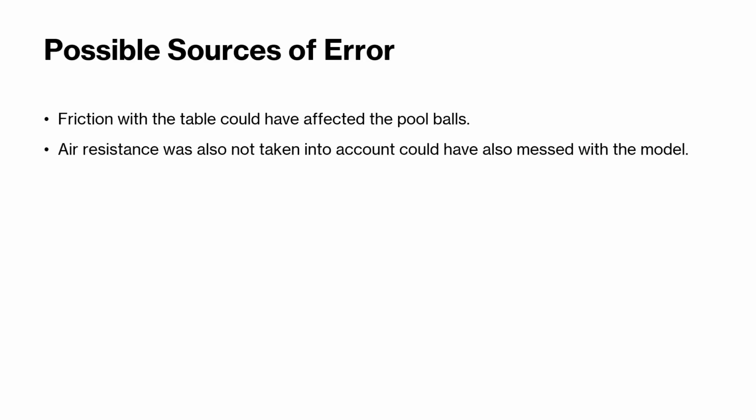Some possible sources of error: there could have been some friction with the table that could affect the pool balls. Also, the table has a little bit of imperfections and bumps in it, so that could have also affected the pool balls. Air resistance was also not taken into account, so that could have messed with our model as well.